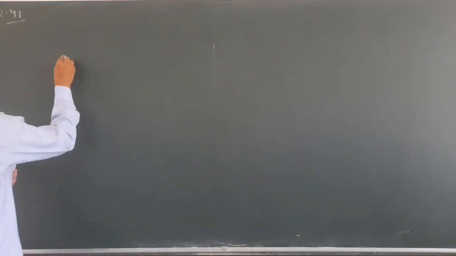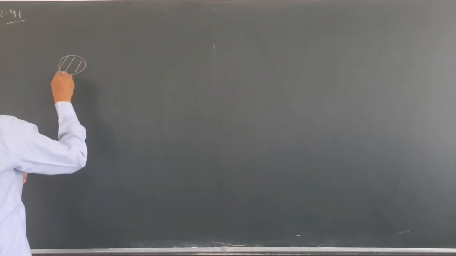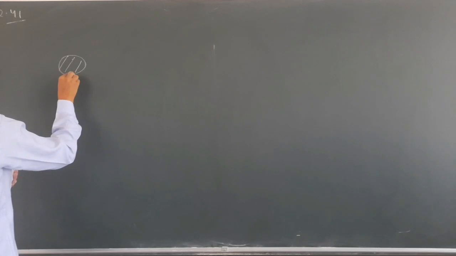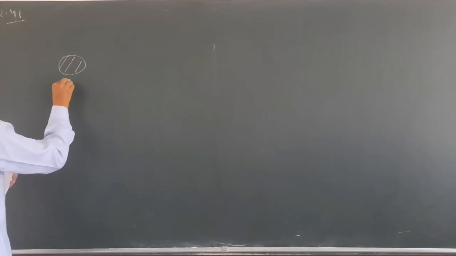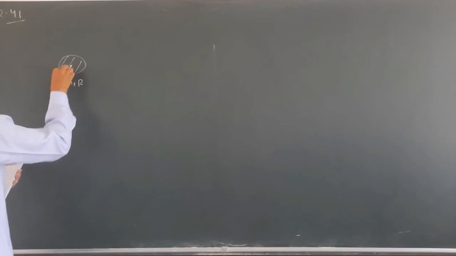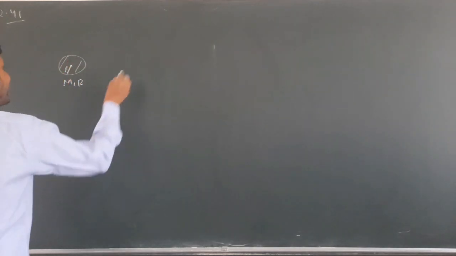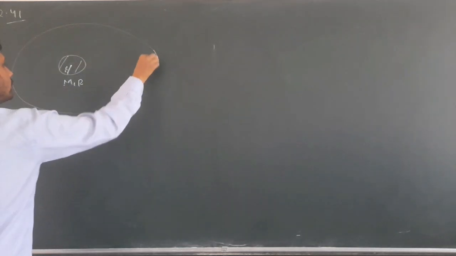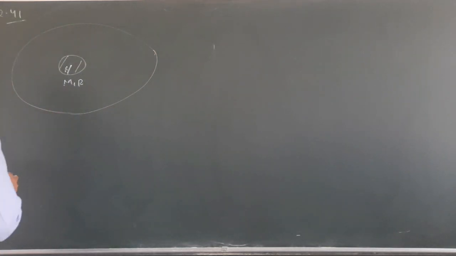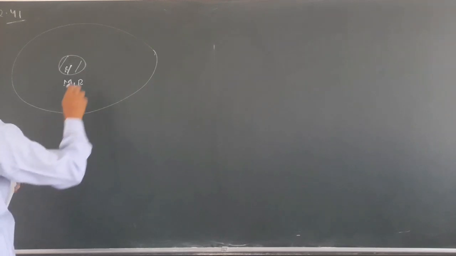Suppose this is the planet. This planet has mass m and radius r. This capital R is the radius of this planet. And there is a satellite which is revolving around this planet in a circular orbit. So I have drawn an ellipse, but you should take it as a circle.